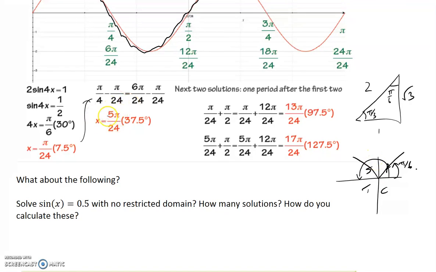So they've done it slightly differently here. In this step, I would have gone 4x is pi on 6, or in this quadrant, pi minus pi on 6, which is 5 pi on 6, and so on. And then divide everything by 4, and then add the period of pi on 2. So you get x is pi on 24 or 5 pi on 24. And then you can start adding the period of pi on 2 to get your solutions.